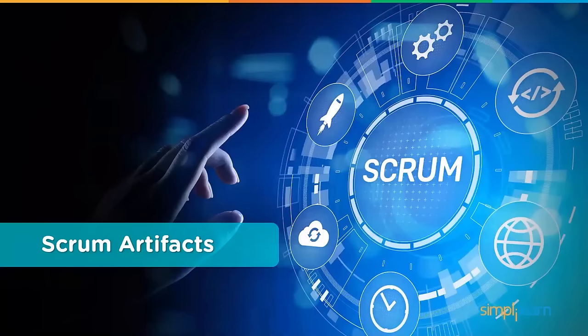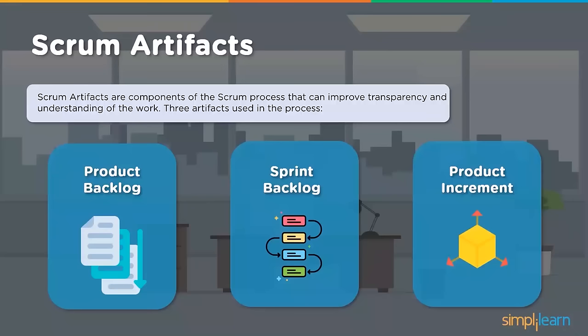So there are certain artifacts to look at when it comes to Scrum. Let us look at that. Now we speak about the artifacts, which are the components of the Scrum process that can improve transparency and understanding of the work. There are mainly three artifacts, which we call the product backlog, the sprint backlog, and the product increment.